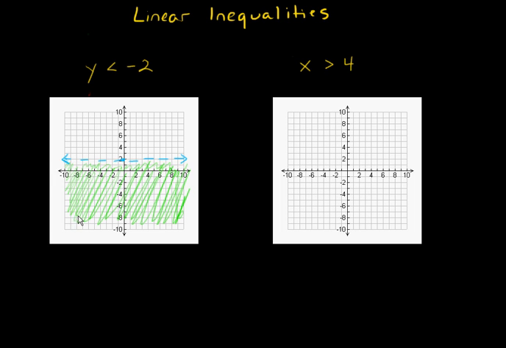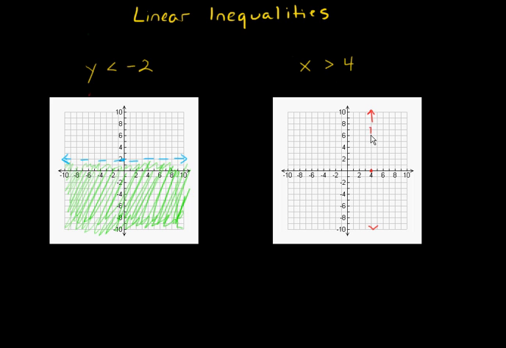Now, this is the only one that's kind of different. If I had something like x is greater than 4, well, if I had x equals 4, it's a vertical line through 4 on the x-axis. So before I draw my line, I want to just double check to make sure it's solid or dashed. So this is going to be a dashed line because I don't see an or equal to. Remember, if it's an or equal to, it's definitely solid. But this one doesn't have or equal to, so it's dashed.